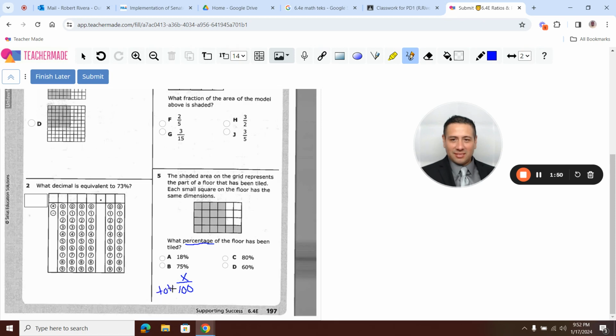So total. Let me go read. What percentage of the floor has been tiled? So the shaded area is what's being tiled. So it's important to read because sometimes I might want the unshaded area. So I'm going to create a proportion. Now on the top, the tiled, because that's what they're asking us here, is the shaded area. So I'm going to say, okay, you're the shaded area.